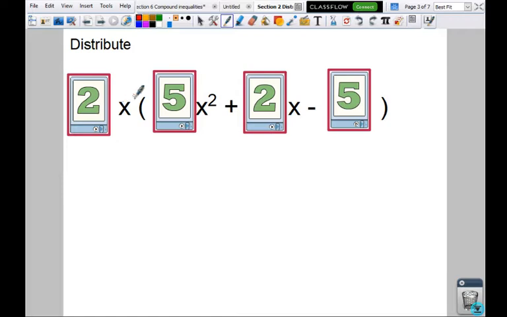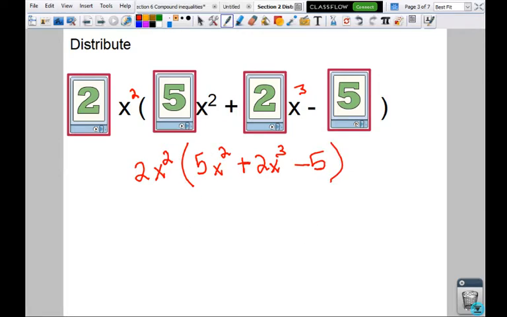There you go. Alright, so I'm going to actually make this an x squared and this one an x to the 3rd. So to write it out, just so it looks nice, we're going to have a 2x squared parentheses 5x squared plus 2x to the 3rd minus 5. So I want you to distribute on this one. Do it on your own, then you guys are going to help me out in just a minute.